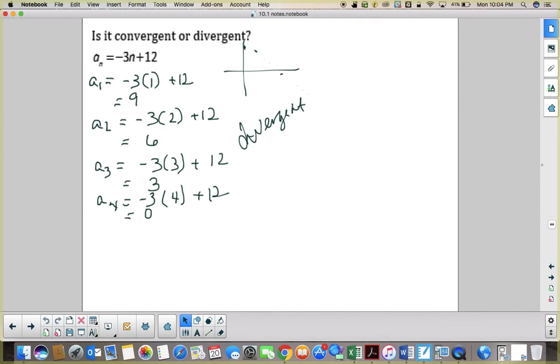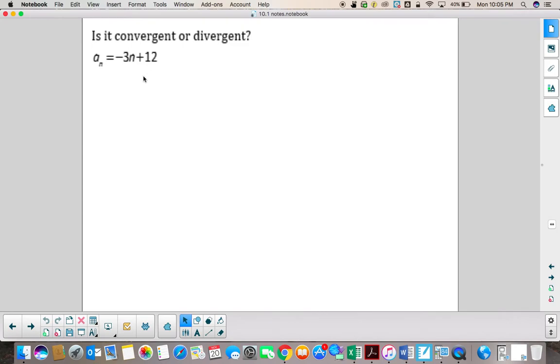But the next one, you'll see a little bit better that it's approaching something. Okay, so here we're going to figure out whether it's convergent or divergent. I kind of gave you a hint that it's going to converge. So let's put in some values.